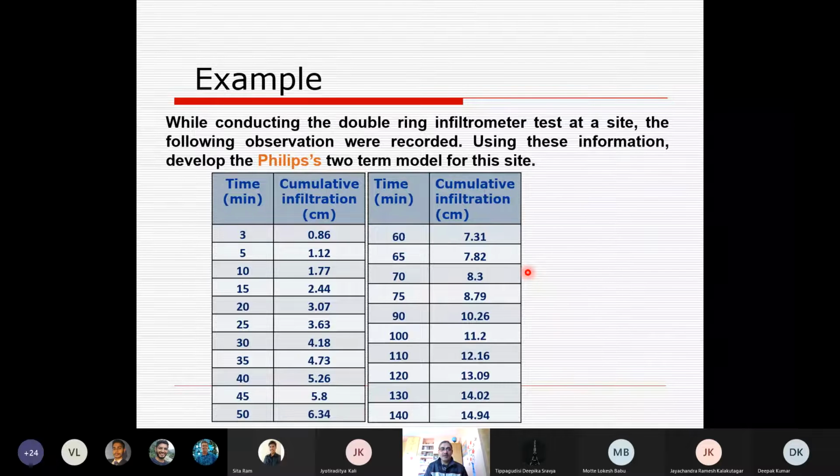So these are the observations, time versus cumulative infiltration. And write down the equation. I don't have my pen today. I cannot write.